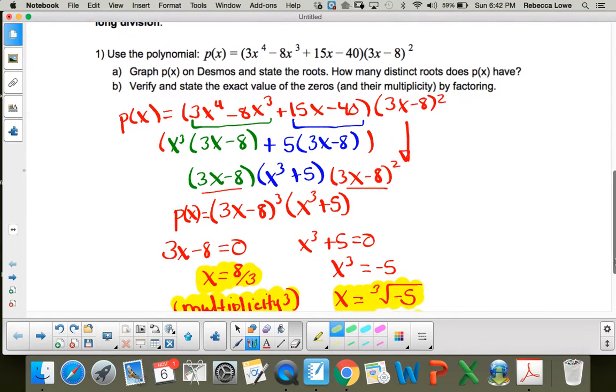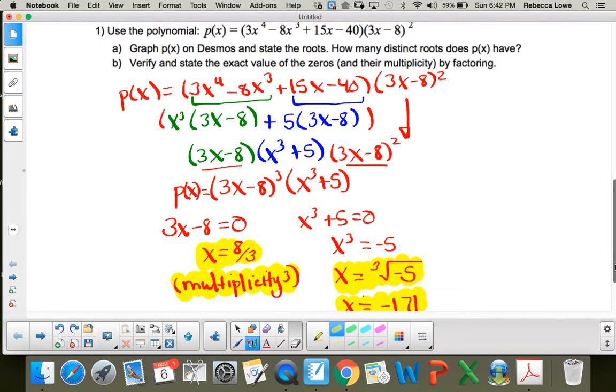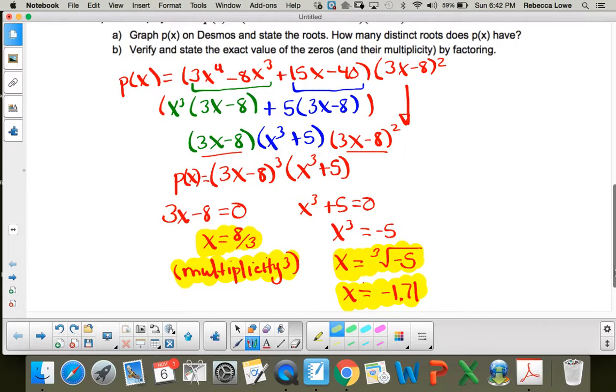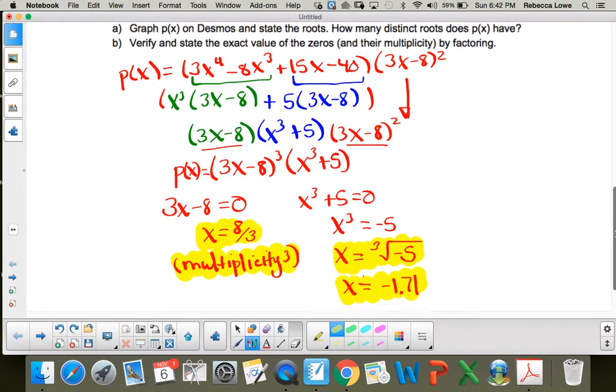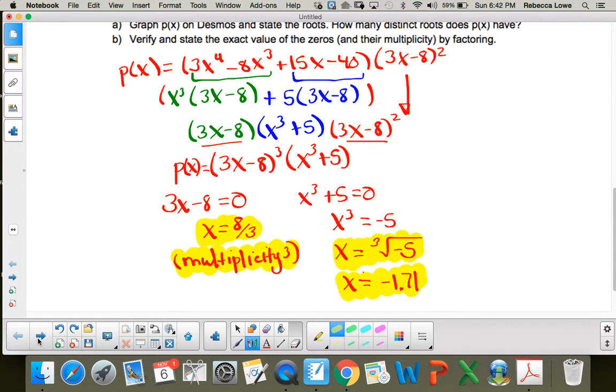You guys did this problem in class. You graphed it on Desmos. You estimated the roots, and then you guys did factoring. You factored it completely, and then you set each factor equal to 0 to find the roots. One root has a multiplicity of 3, and the other root has a multiplicity of 1. So there's your solution for number 1.